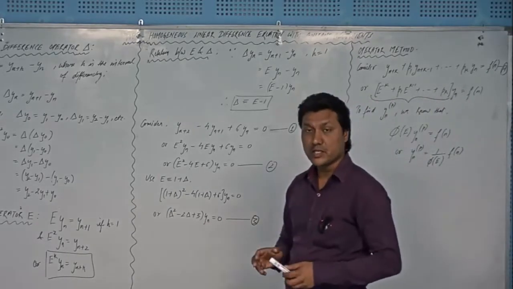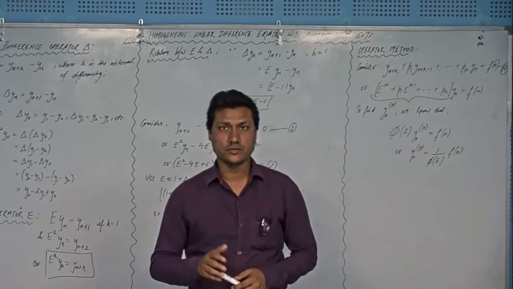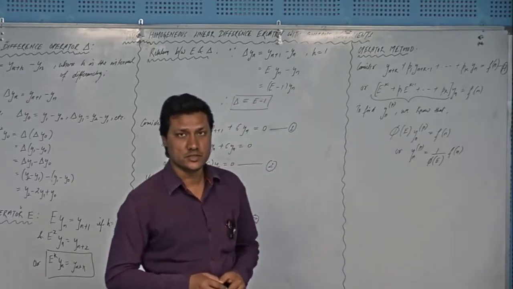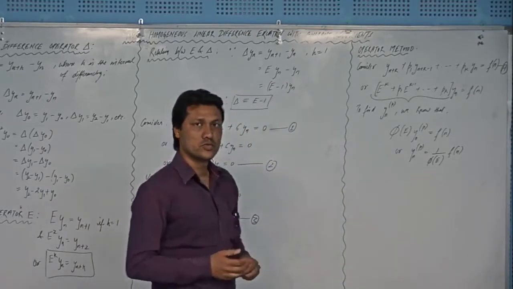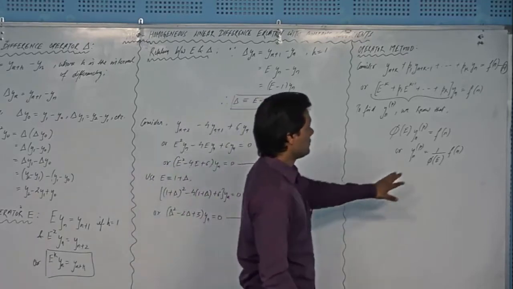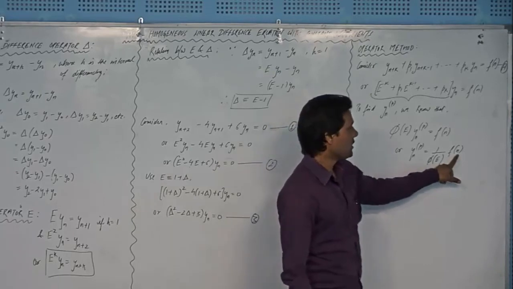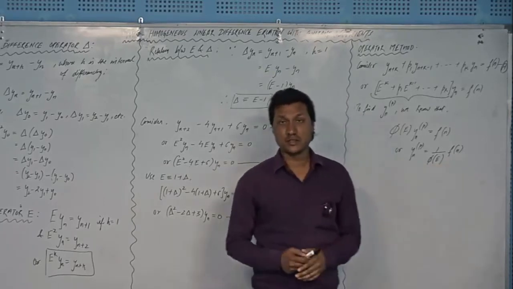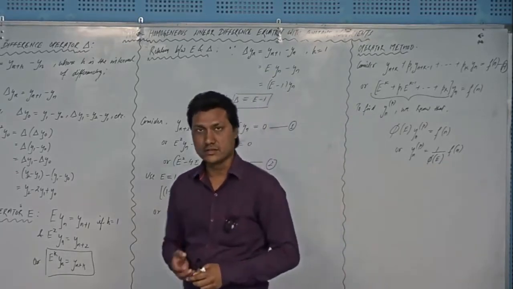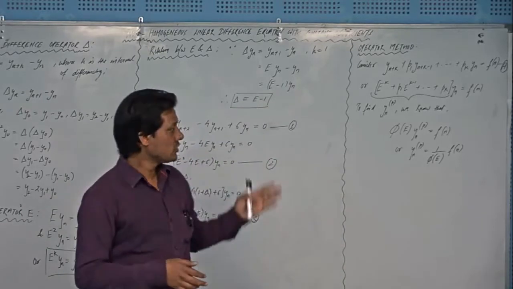This is your particular solution, and if you see this carefully, you will remember the particular solution in the case of differential equations, as you studied last semester. We find the particular solution by writing 1 over the auxiliary equation, and then we have the function. Then we have several methods depending on fn. The same theory will be applied here.